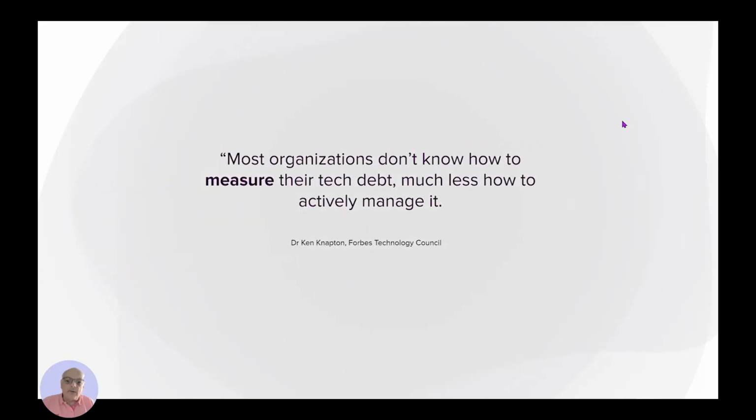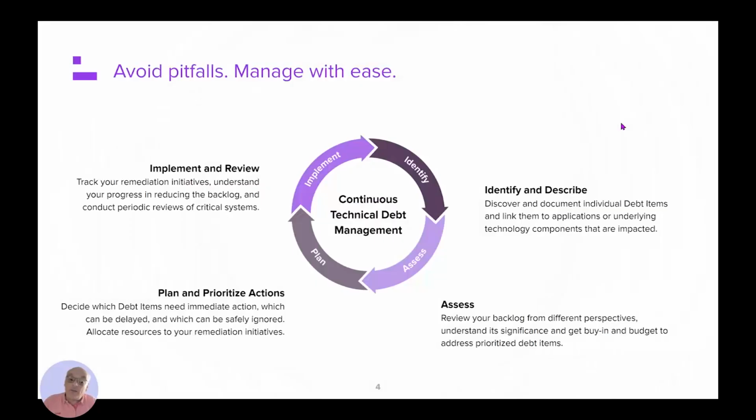So how do you go about doing that? Most organizations don't really know how to go about doing it. They don't measure it and they don't actively manage it. And that's where our solution comes in. It helps you go through the process of uncovering and understanding that debt, and then deciding which things you need to do something about now and which ones you can delay. Let's have a quick look at the process.